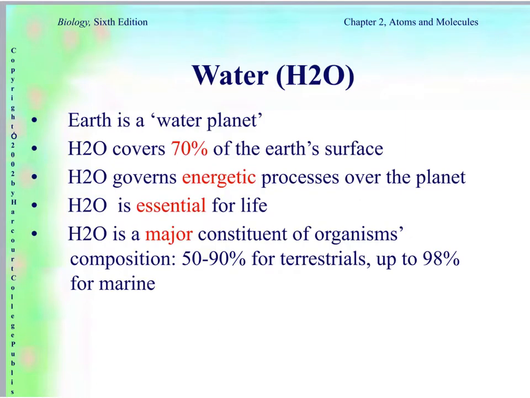Okay, this podcast is on water. Water is so important for biology to understand the properties and what those properties can do to the water's function. So, water is essential for life, and it's a major part of an organism's composition. So, we're going to learn about the properties.